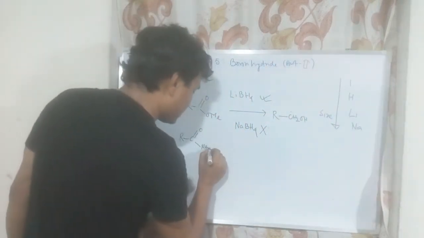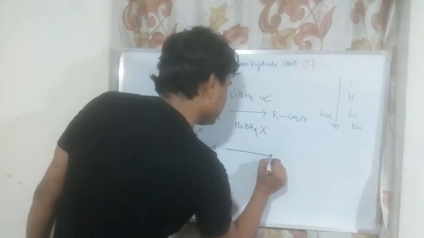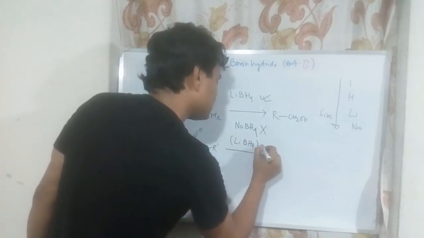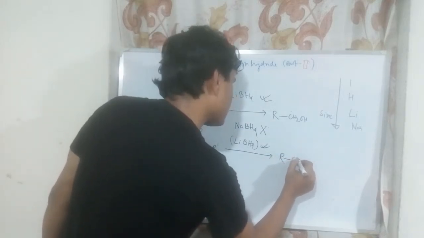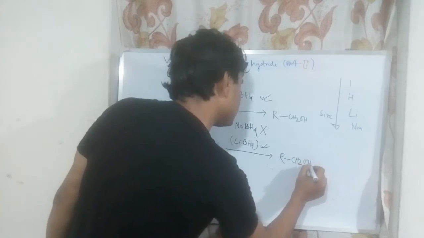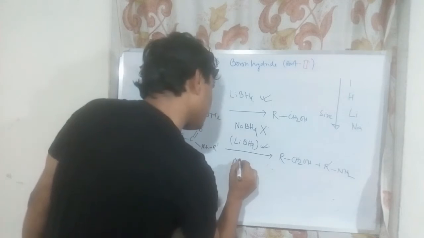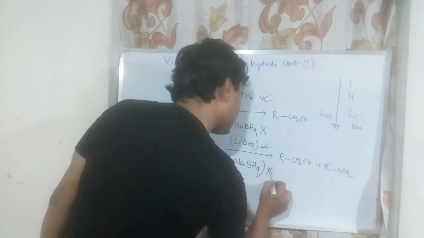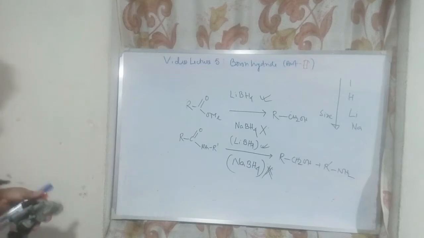Let's take an amide, that is CONHR prime, and similarly using lithium borohydride, this reduction happens to RCH2OH plus R prime NH2. But sodium borohydride is not capable of doing this conversion. So this clearly indicates the reactivity difference of sodium versus lithium.